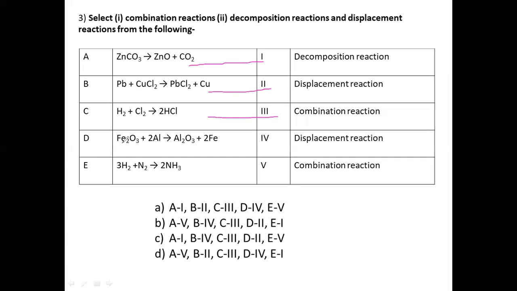Next, Fe2O3 plus aluminium gives aluminium oxide plus Fe. Here, a single element has been displaced. Aluminium is highly reactive, so it displaces the iron, Fe. So it is a displacement reaction example. Next, again a combination reaction example: hydrogen plus nitrogen gives rise to ammonia. This is an example of combination reaction where two reactants combine to form the product. So the answer should be 1, 2, 3, 4, 5. Option A. Done.